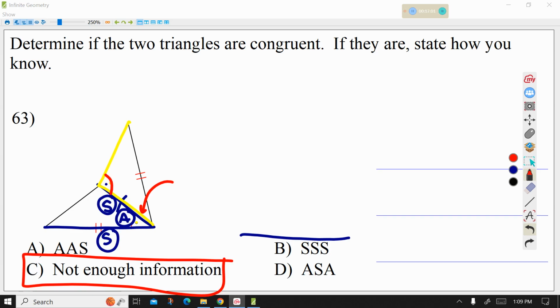Again, because that mark is not there, we have not enough information, so we can't conclude that it's side angle side. All right, so that concludes the video. I hope you guys can practice these. Let me know if you got questions.